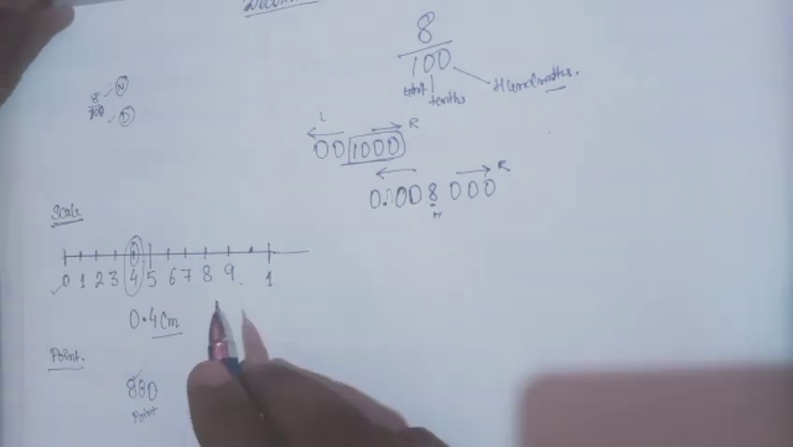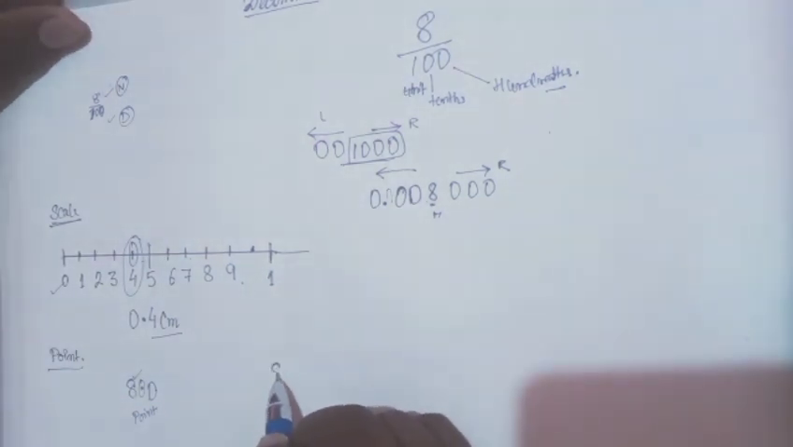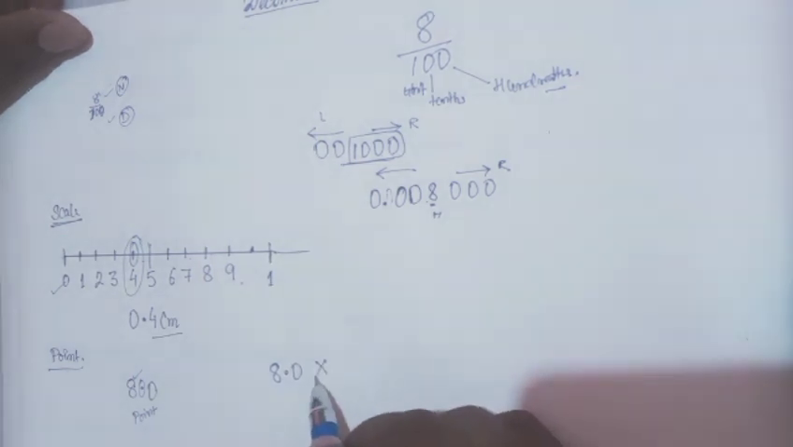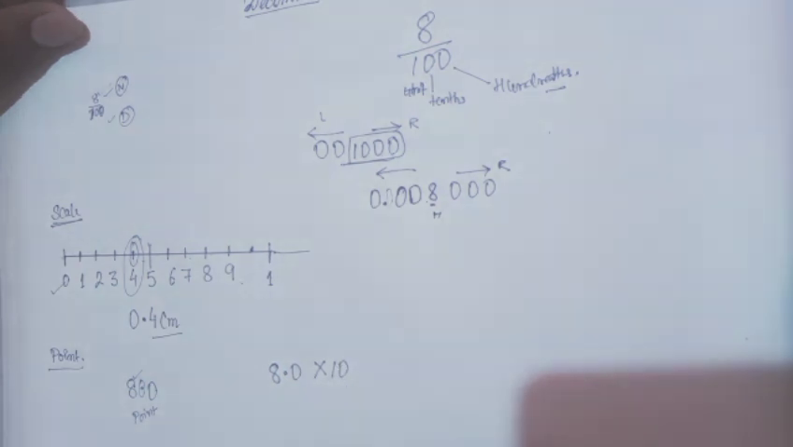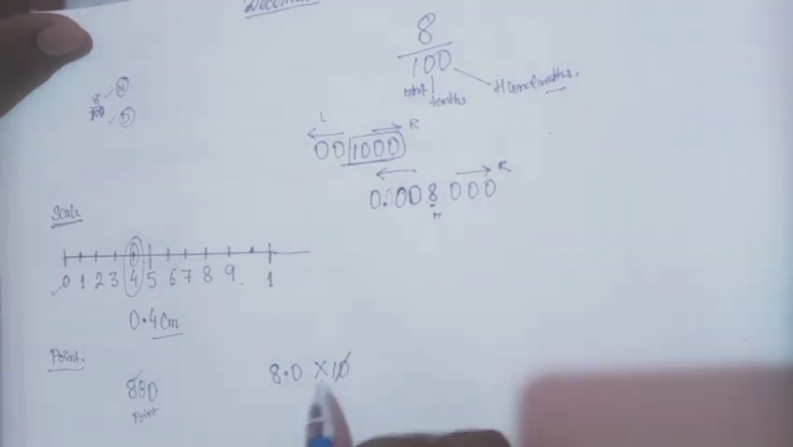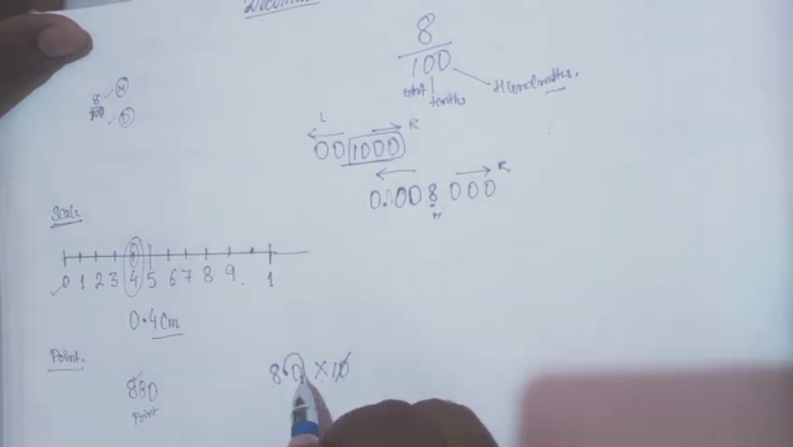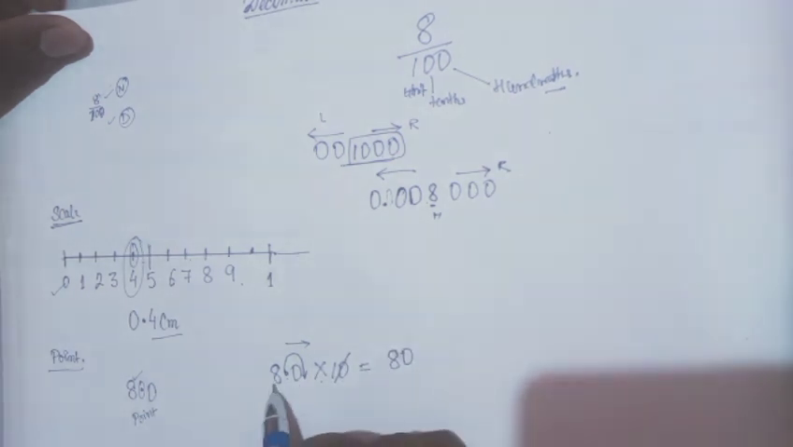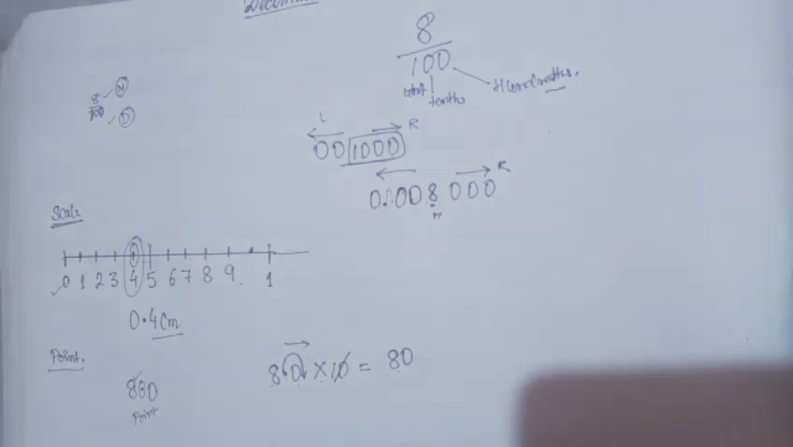Okay, so when any decimal is multiplied by 10, it shifts the point towards the right hand side. It shifts the point towards the right hand side. So 8.0 into 10, what it is going to do, it is going to shift the point to the right hand side in this way, and that becomes 80. 8.0 into 10 becomes 80, right?